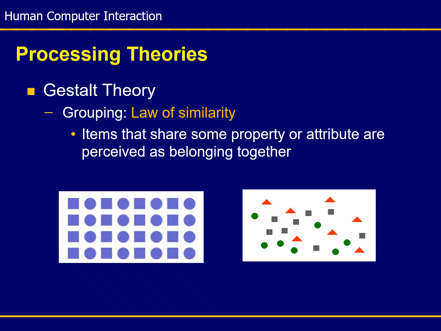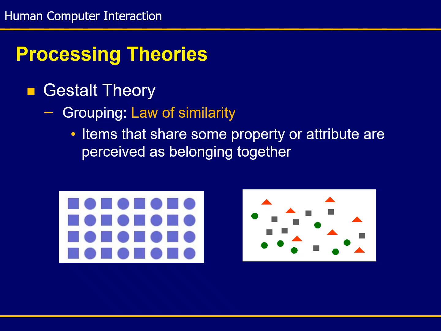Now let's look at another gestalt, which is the law of similarity, or the similarity gestalt. This says that items that share some property or attribute are perceived as belonging together. Okay? If I ask you what you are seeing in the right image, you will tell me I am seeing red triangles, green circles, and gray squares. If I ask what you are seeing in the left figure, you tell me I am seeing circles and squares. Okay? So the more properties common items or similar items share, the easier it is to perceive, because you will group them as one. Okay? And this is what similarity is all about.